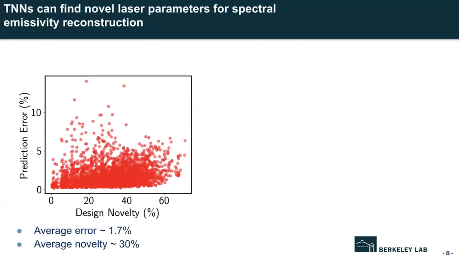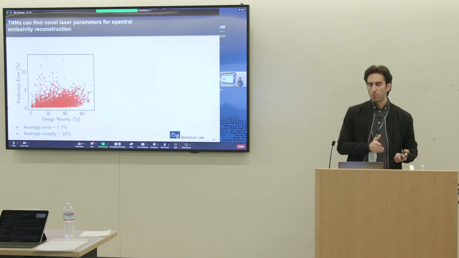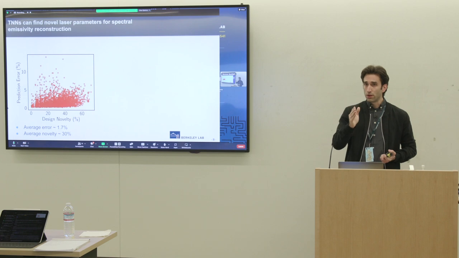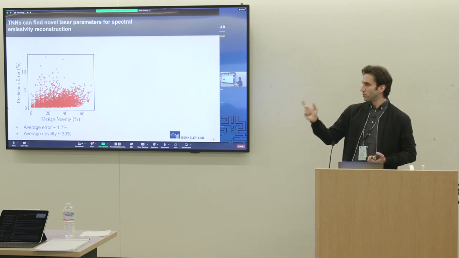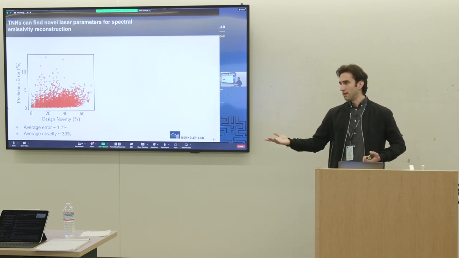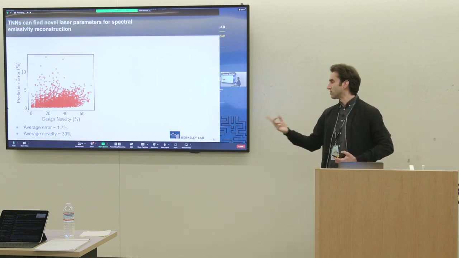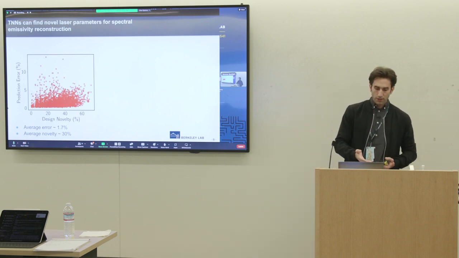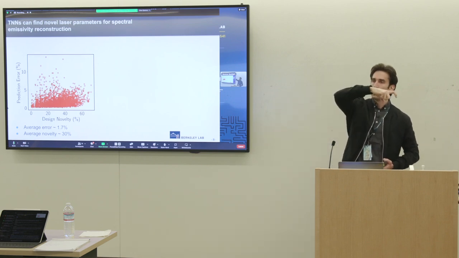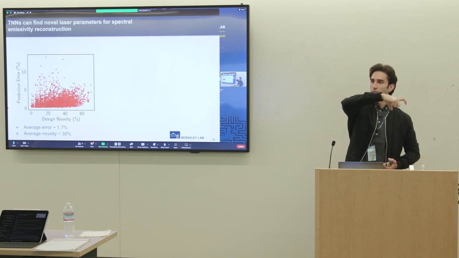Okay, here are some results. We have two metrics here. One is design novelty and the other is prediction error. They've both been normalized within 0 and 100. The design novelty tells us how different the inversely predicted laser parameters are from the test set laser parameters. It's not really an error. It's just some kind of normalized Euclidean distance that we're looking at here. The prediction error, however, tells us how well these inversely predicted laser parameters actually reconstruct the original test set spectral emissivity values. And it's some kind of normalized root mean square error.